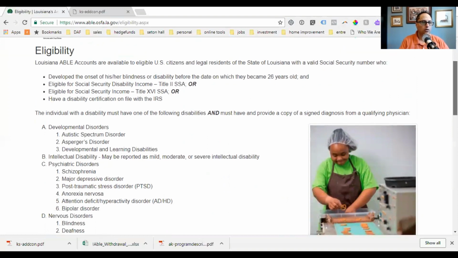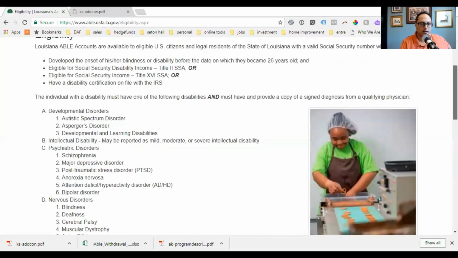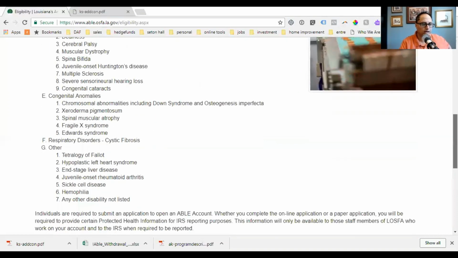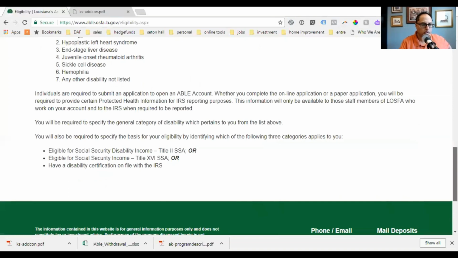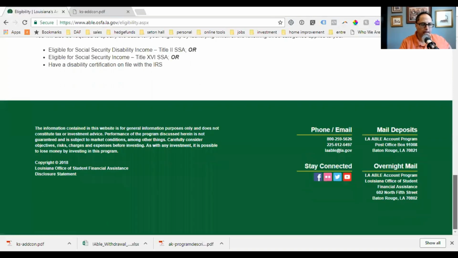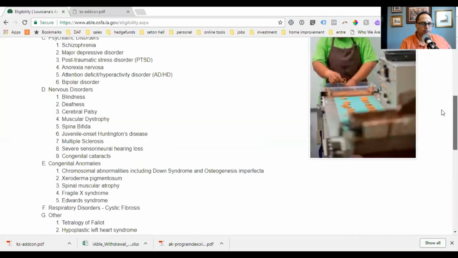Oh, interesting. Okay, Louisiana ABLE accounts are available to eligible U.S. citizens and legal residents of the state of Louisiana. Does that mean you have to be both a U.S. citizen and a resident of Louisiana? What if I'm a U.S. citizen and I'm not a resident of Louisiana? So we have to look at that. We have to check that out further.